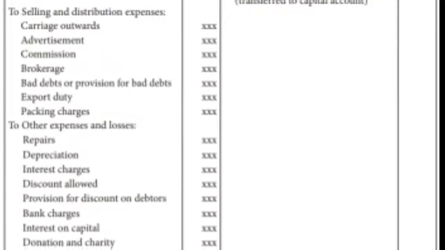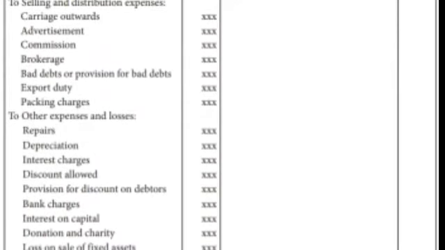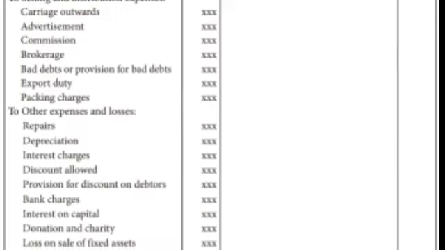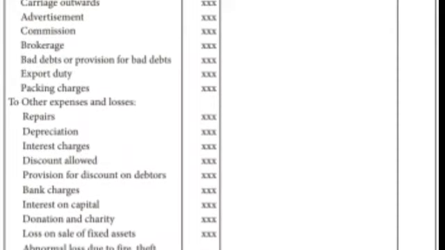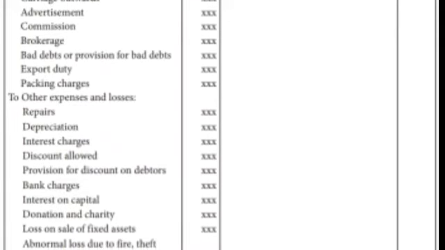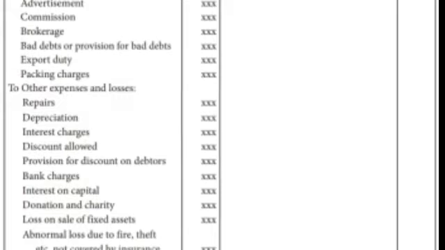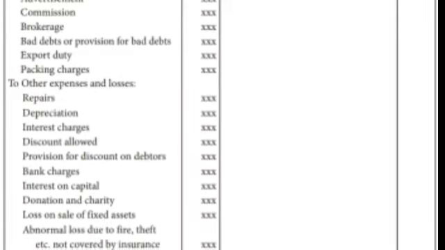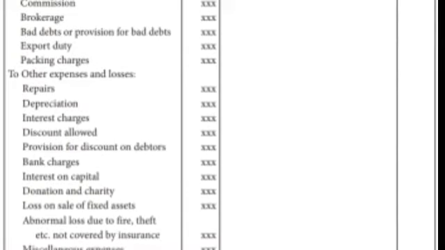Rent earned, discount received, commission earned, interest on drawings, interest on investment, dividend on shares, bad debts recovered, profit on sale of fixed asset, apprenticeship premium, miscellaneous receipts, other receipts. So at the end, we have to enter all the items on the debit and credit side.